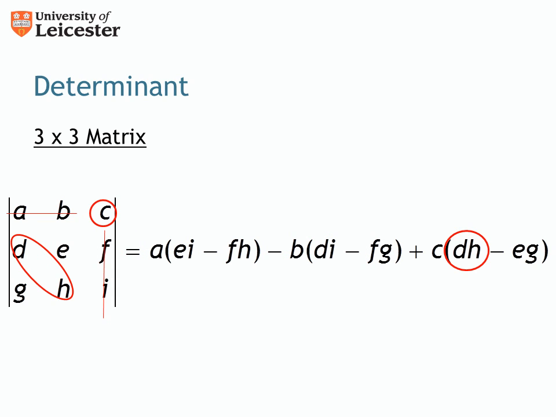Next we take the top right value, C, then do the same method to find the determinant of the 2 by 2 matrix and multiply this by C. Lastly, we add all three values together.